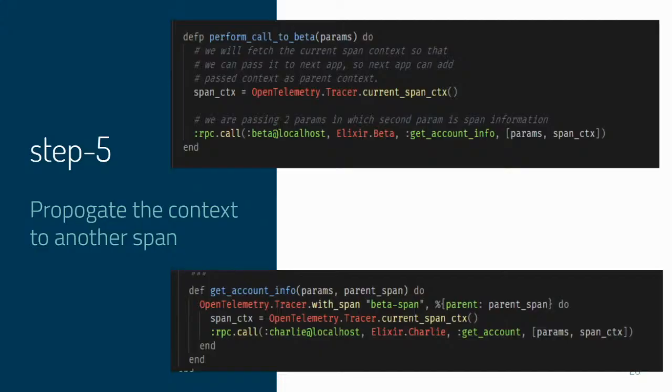In the image below you can see the get account info method. It's getting the params and parent span, and it's starting one more span, which is beta span, and marking the parent span, which is the previous span context, as the parent of the newly started beta span. Now it is doing an RPC call to Charlie. Charlie is a third application in my system which is running right now, and it has a get account method. Here also I am passing the params and the current span context, which I'm getting just now.